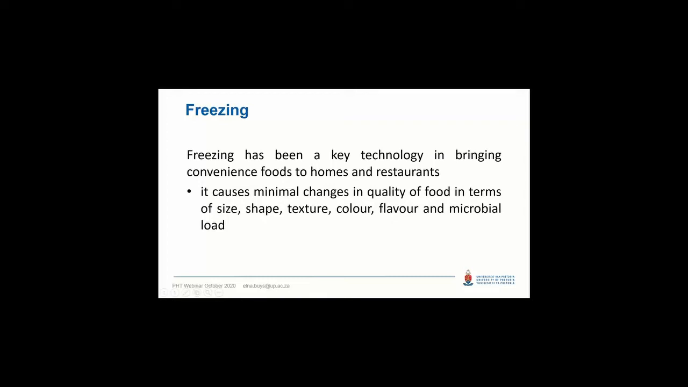So, freezing has been a key technology in bringing convenience foods to homes and restaurants. And it causes minimal changes to the quality of food in terms of the size and the shape and the color and the flavor and the microbial load of the food.